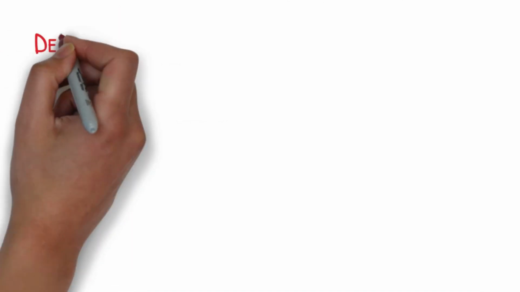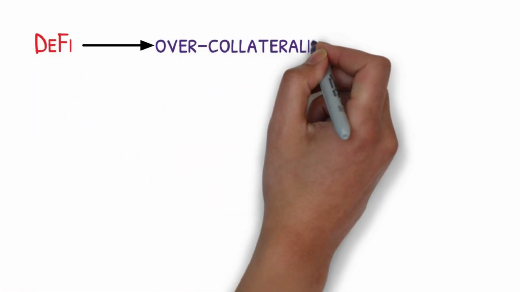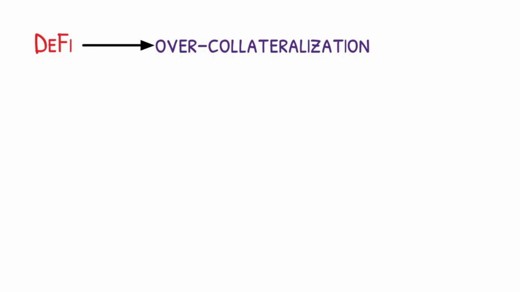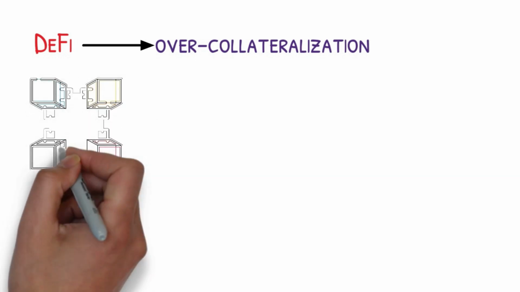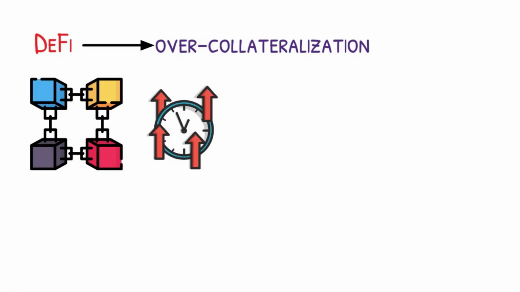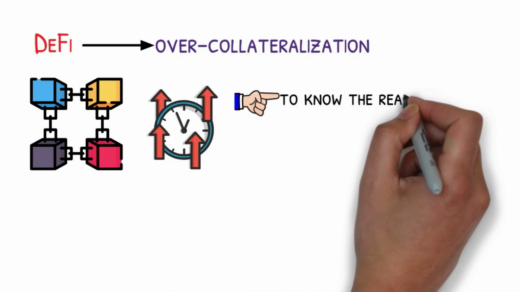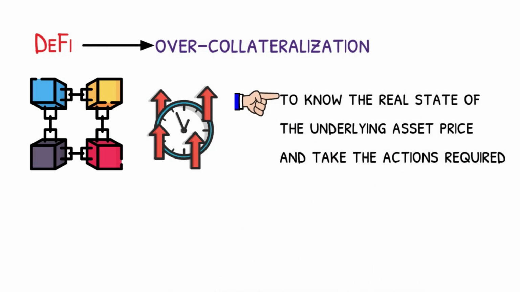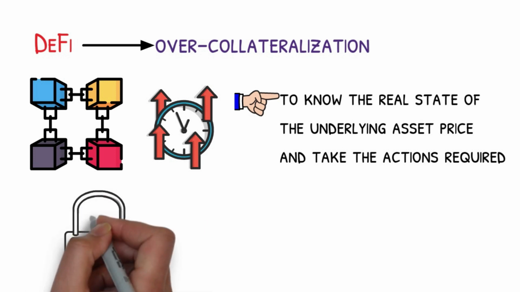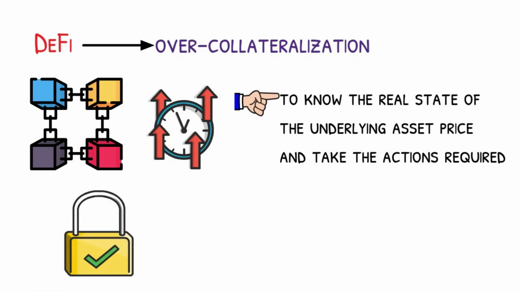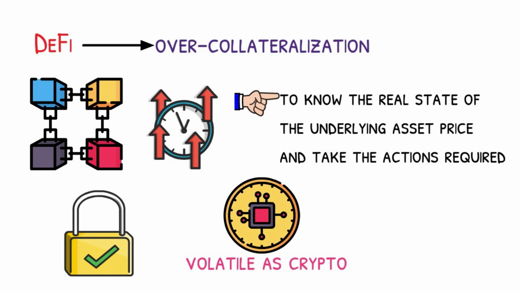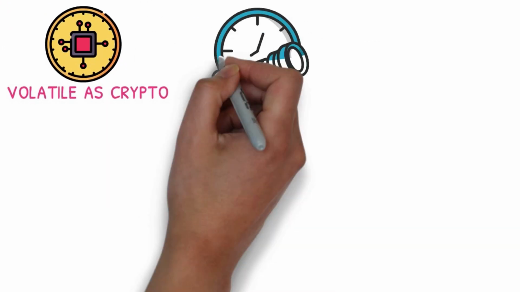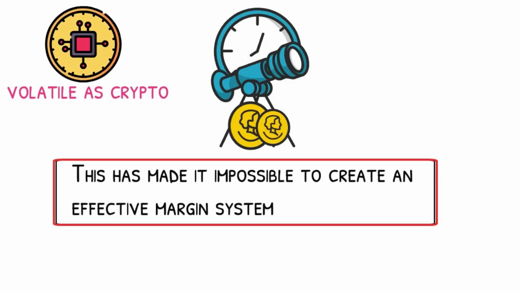In DeFi, we have typically seen over-collateralization. This has emerged out of necessity. Blockchains have typically been slow. Often it takes minutes for a protocol to know the real state of the underlying asset price and take the actions required to keep the protocol safe and sufficiently collateralized. For an asset class as volatile as crypto, we know that these minutes can be precious. This has made it impossible to create an effective margin system. Until now.